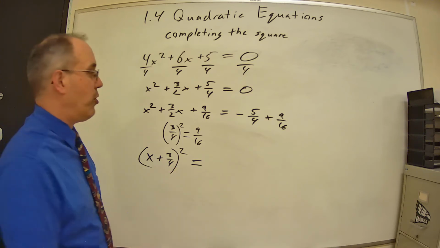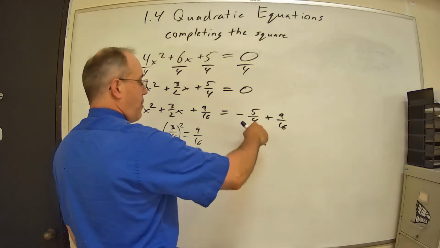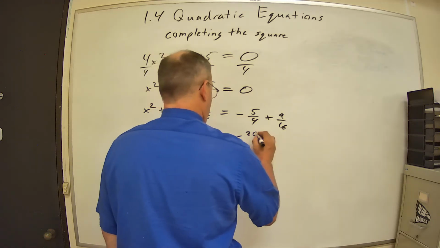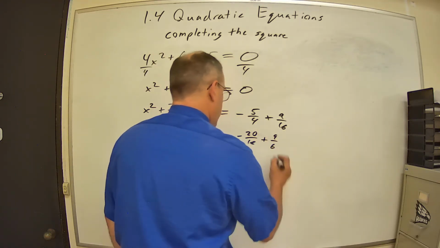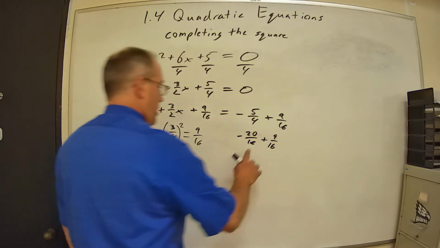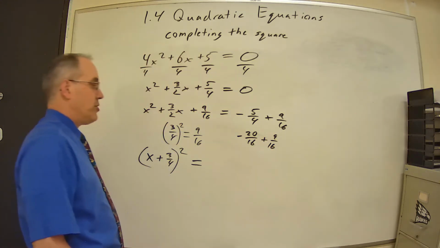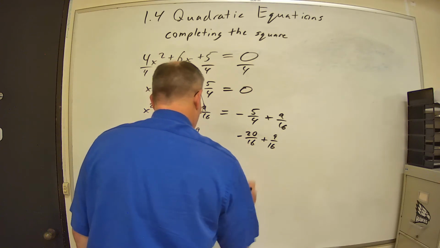Well, to make that work, let's find a common denominator, which would be 16. So I'm going to multiply top and bottom by 4. So I get minus 20/16 plus 9/16, which gives us negative 11/16. I just want to make that look a little more like a 6 rather than just a blob. So that's negative 11/16. So minus 11/16.